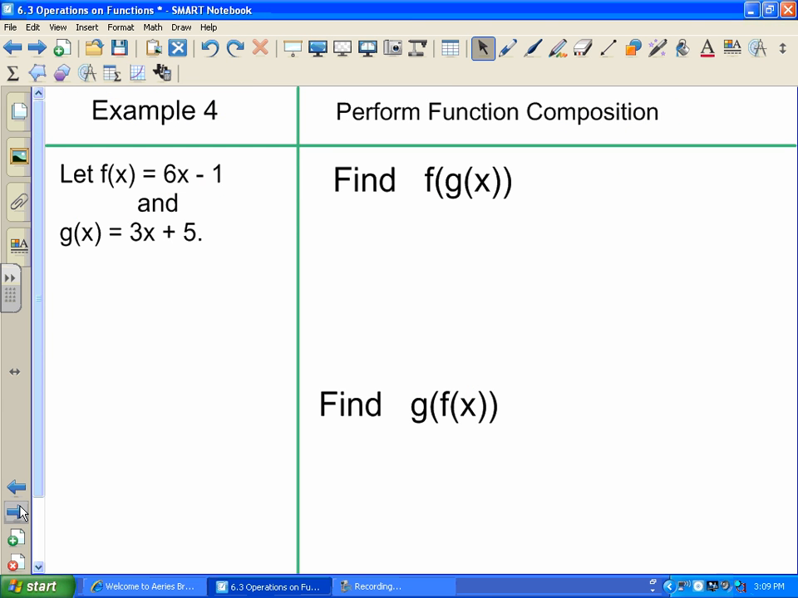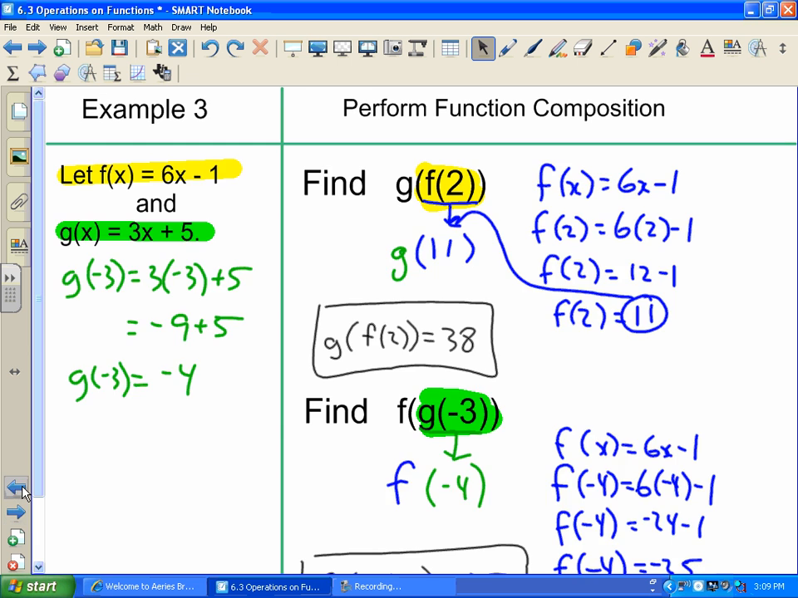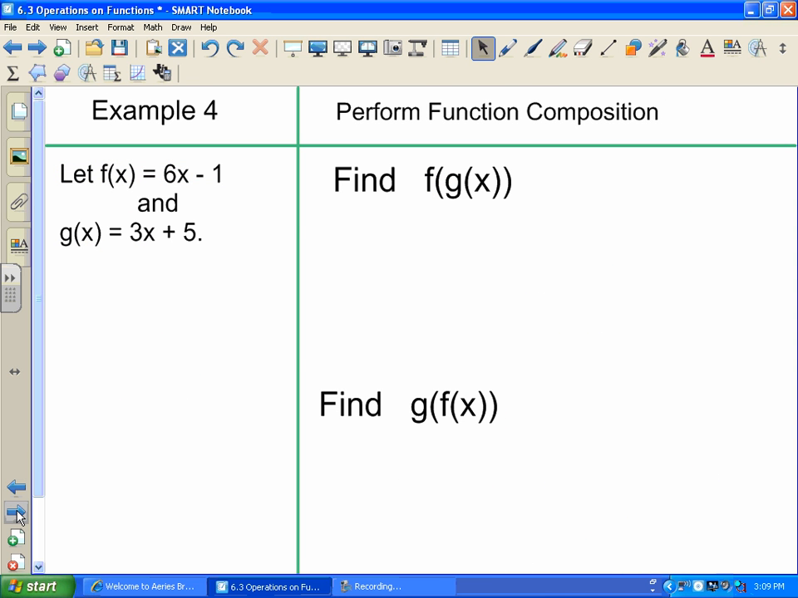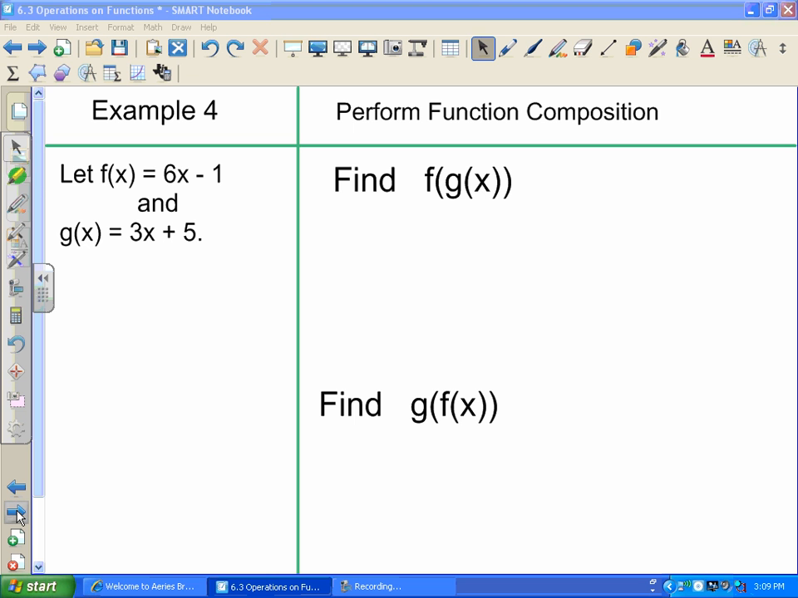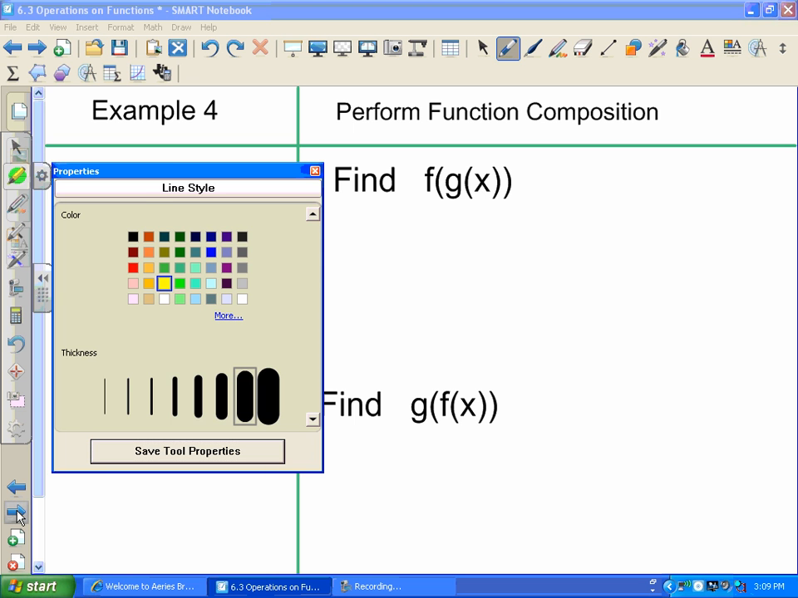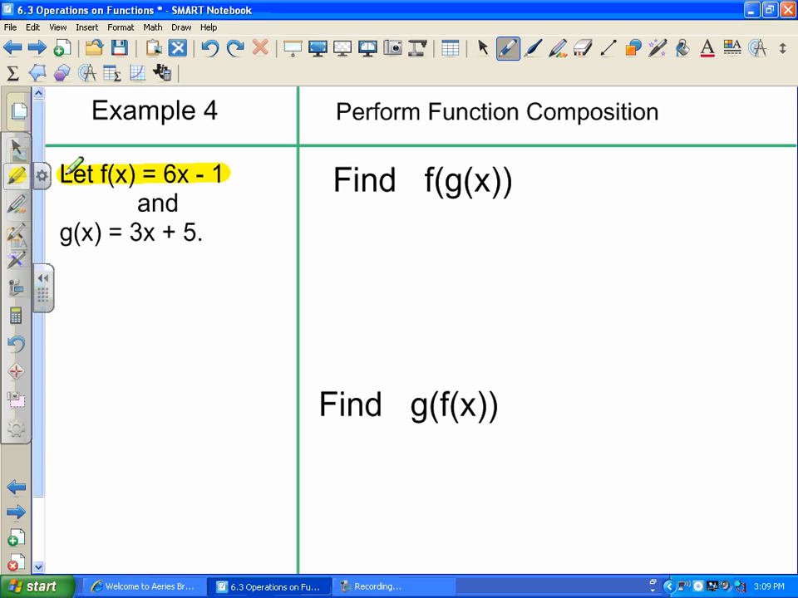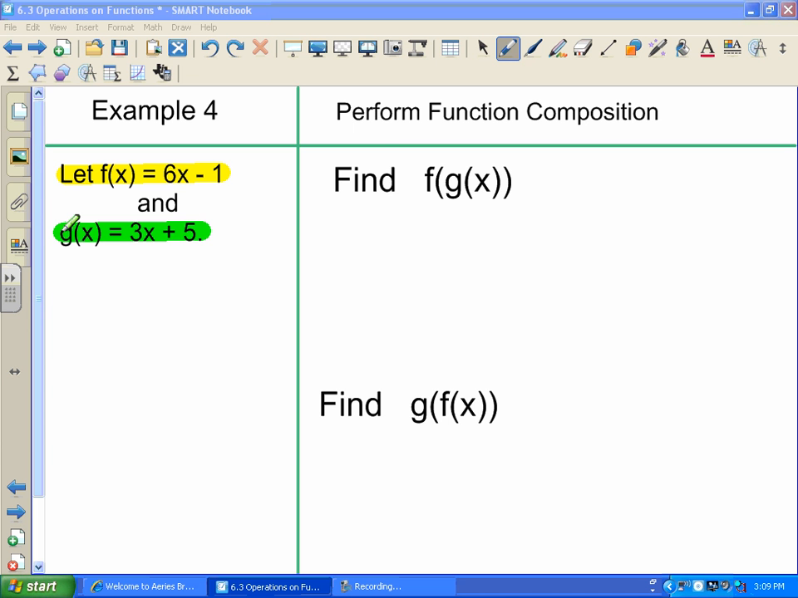Same functions: 6x minus 1 and 3x plus 5. Still the same f of x, still the same g of x. The first problem asked me to find f of g of a number and g of f of a number. In this problem, they're not asking me to do that. This now wants me to find f of g of x.